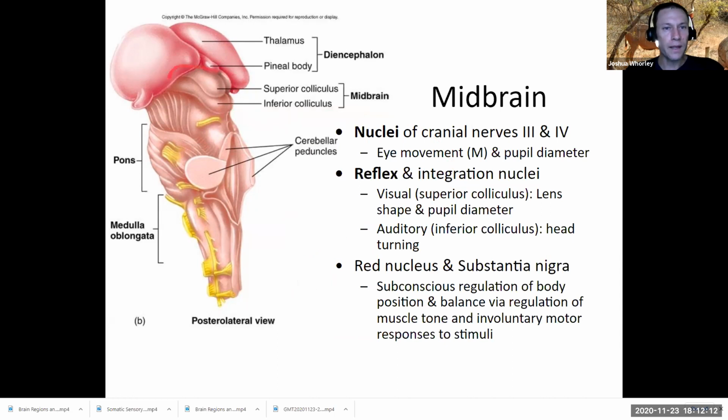Then we have our midbrain up here. In our midbrain, we have some more nuclei that are now responsible for some more advanced processing of visual input and auditory input. So reflexes associated with how much light is coming into the eye, where the eye is trying to focus, actually focusing on something that flashes across the visual field. That's all taken care of by nuclei here in this region, and cranial nerves 3 and 4 originate their motor output here, right?